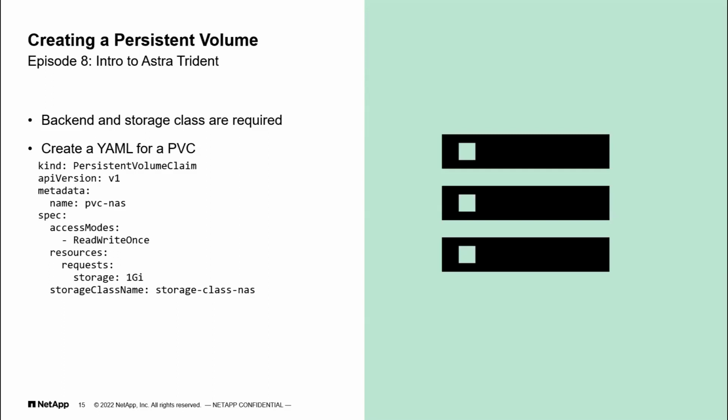So here the YAML that we're looking at is a persistent volume claim. The name on this one is PVC NAS. We've got the access mode there. One of the things we haven't mentioned yet is the request for storage is 1 GB. This is where we put the size that we want our physical volume to be on our NetApp storage. And the storage class name points back to the storage class that we recently created of storage-class-NAS, as we showed on the previous slide.